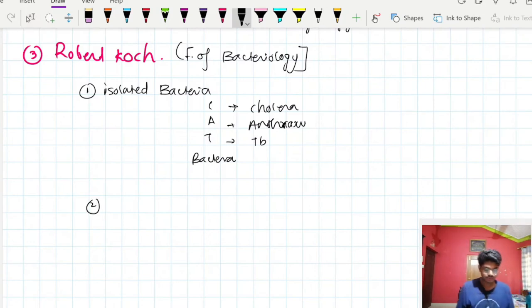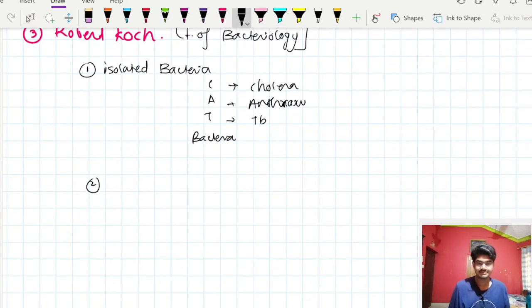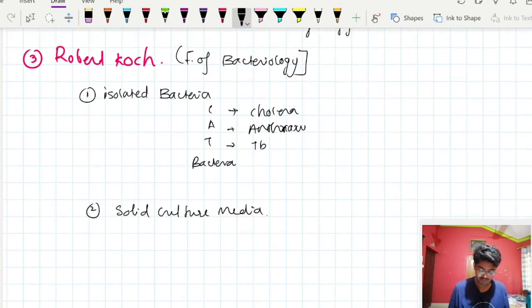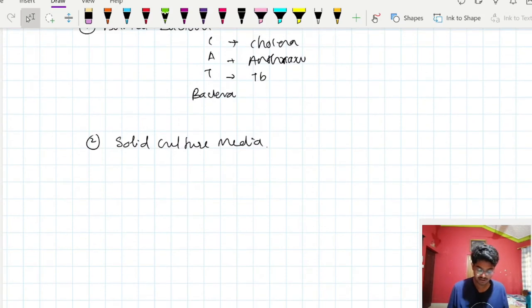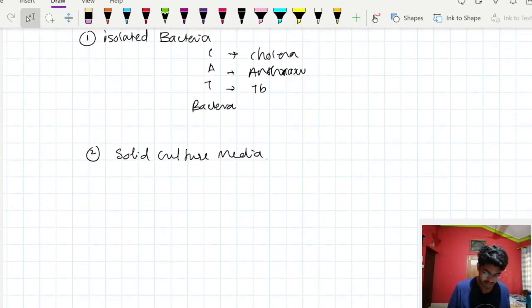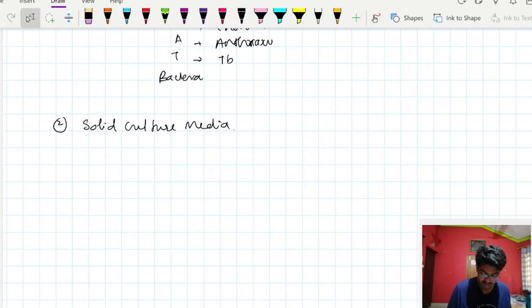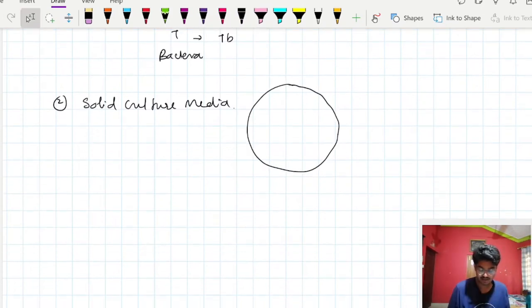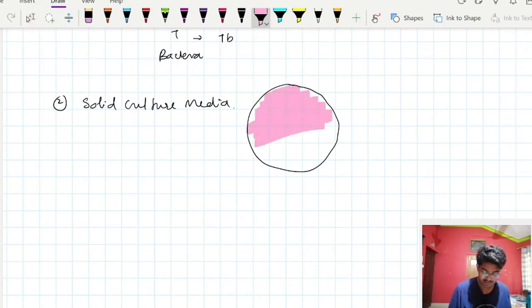Then the second innovation by our famous Robert Koch is the important culture media, that is solid culture media. The liquid culture media is done by Louis Pasteur, and the solid culture media is done by who? Our famous Robert Koch. So you see, the important thing is that solid culture media has many advantages when we compare with the liquid culture media, because in solid culture media, we can cultivate many different strains of bacteria in a single culture. But in liquid culture media, we cannot do that.